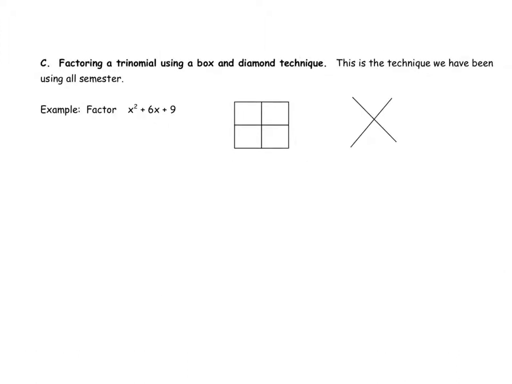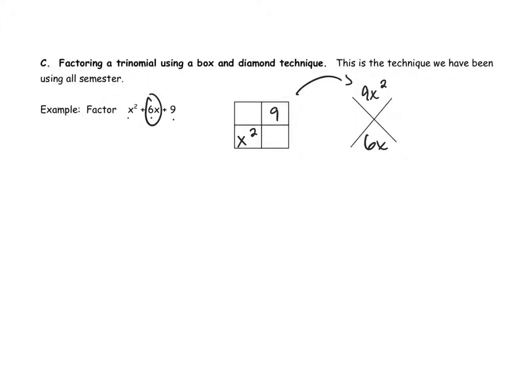All right, so now factoring using the box and diamond technique. This is when we have a trinomial, quadratic: x squared, x, and then a constant. We start with our first term, x squared, and our last term, the constant. We take those and multiply them, so 9x squared. Our middle term, 6x, goes on the bottom.